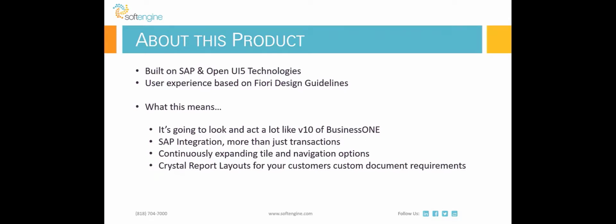So our software is built on SAP and OpenUI 5 technologies. The user experience was based on the Fiori design guidelines. And what that ultimately means to you is, one, it's going to look and act a lot like version 10 of Business One. If you've read or seen or heard anything related to the upcoming SAP version 10 and its new web UI, you'll no doubt see some similarities between this product and that new version of the software, because they're essentially built on the same platform.